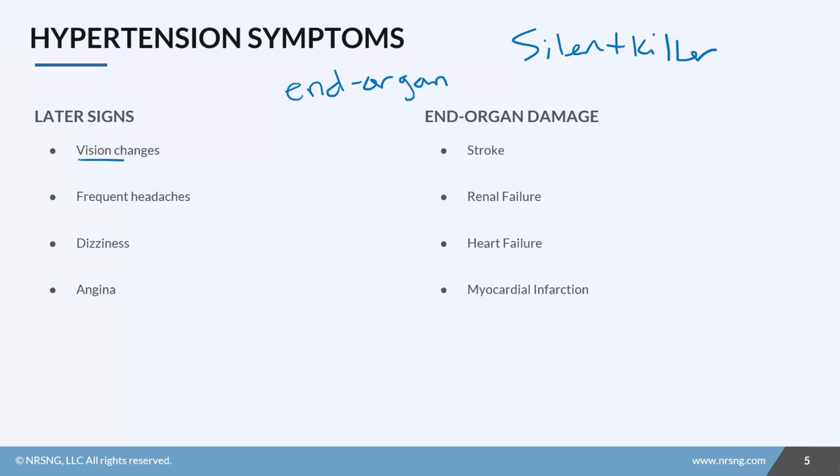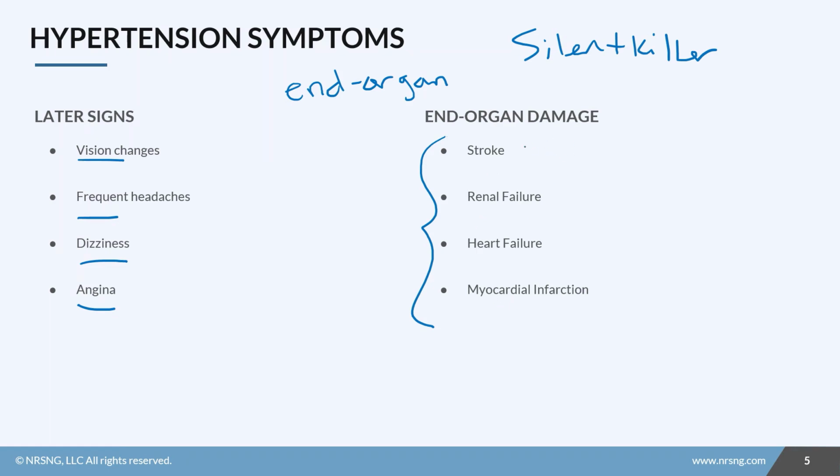Some of the later signs would be vision changes because of the effect on the pressure within the vessels in the eyes. Then we'll also see frequent headaches and dizziness because of the pressure in the brain, and even chest pain and angina because of the stress on the heart. The biggest thing we see is end organ damage and the ways that this can cause significant problems for our patients, things like strokes, renal failure, heart failure, or myocardial infarction.